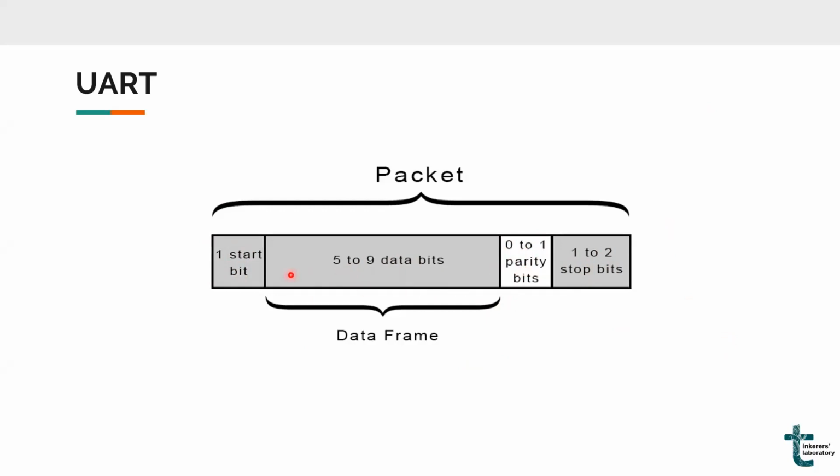When the parity bit is being used, the data frame can be from 5 to 8 bits. But if the parity bit is not used, it can be extended to 9 bits. So 5 to 8 data bits for the parity case, and 9 without the parity. We will discuss more about what parity is.